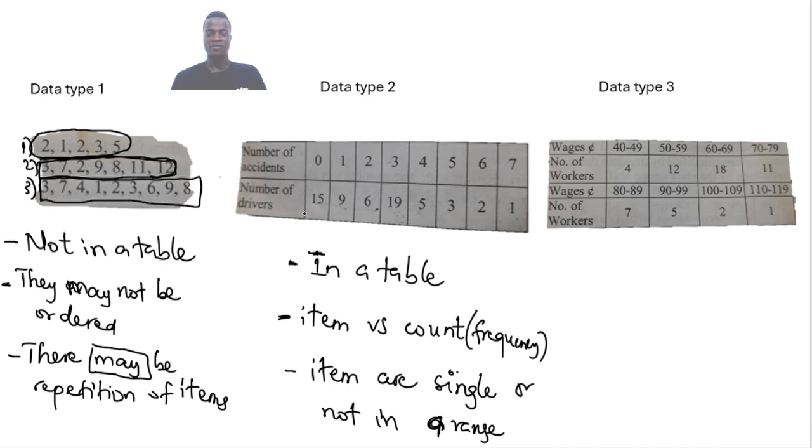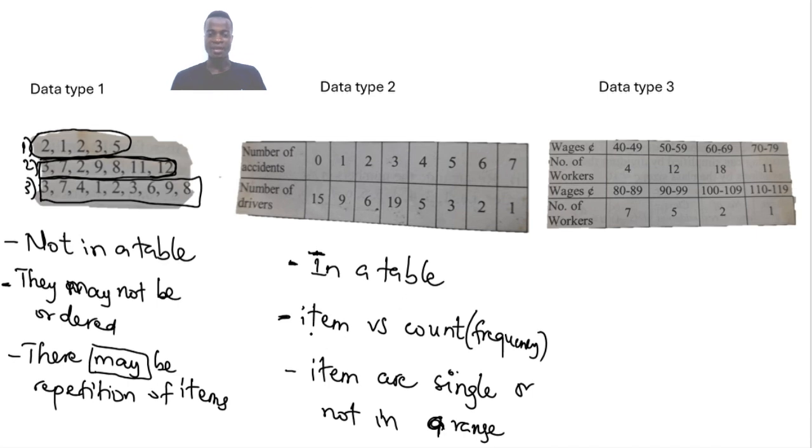Number of drivers: 15. So for 0 accidents there are 15 drivers. For 1 accident there are 9 drivers. For 2 accidents there are 6 drivers. So for each accident, which are the items, there are a number of drivers involved in those items. So for 0 accidents we are counting 15, for 1 accident we are counting 9, for 2 accidents we are counting 6 drivers involved.